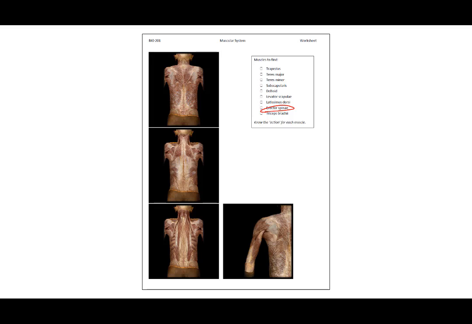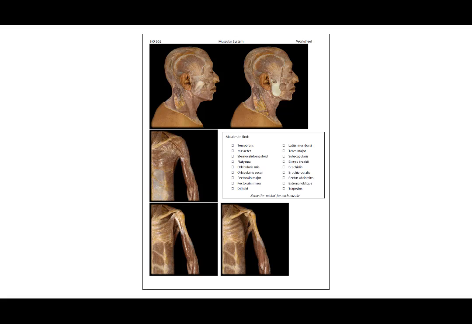Erector spinae is a whole family group of muscles that attach along here to help to lift up our torso or cause torso extension. Then we have Triceps Brachii. It's on the posterior surface of the arm. It is involved in extension of the forearm as well as extension of the arm, bringing it back.